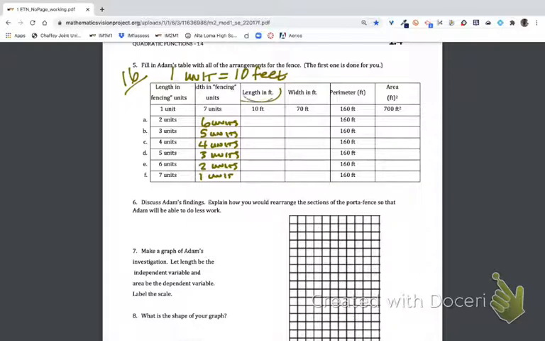Now, since we know that the length of each unit is 10 feet, we know that the length of 2 units is 20 feet. 3 units is 30 feet. 4 units is 40 feet, and so on. There we go. And the width, same thing. Each one is going to be 10 feet. But in this case, the 7 units gives me 70 feet. So 6 units gives me 60. And hopefully you can see a pattern, again, starting to form.